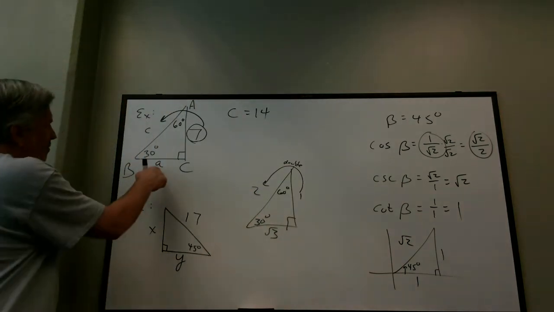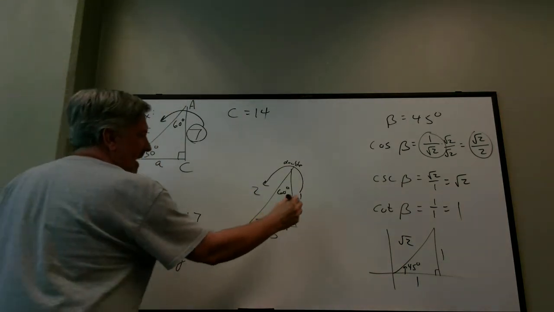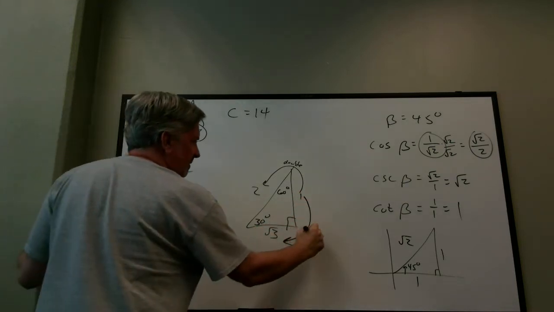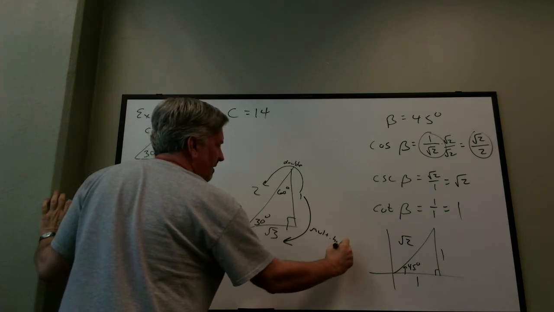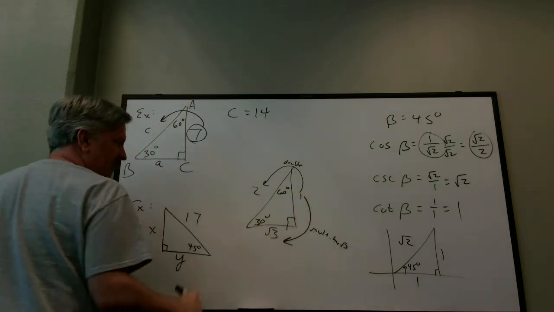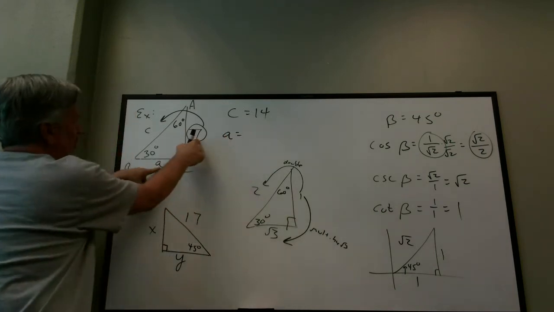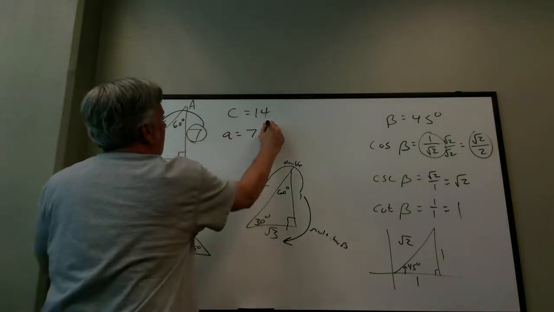All right, now we also need the long leg. How do you go from the short leg to the long leg in the 30, 60, 90 triangle? Well, you multiply by square root of 3, because square root of 3 times 1 is square root of 3. So what's A here? A is the short side times square root of 3. And that's all you have to do.